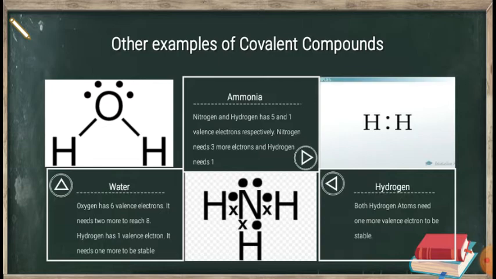And the next, of course, is hydrogen itself, the hydrogen molecule. Both hydrogen atoms need one more valence electron to be stable or to have a full shell. So they're going to bond with each other so that both have a full shell. Now let's move to the next slide.